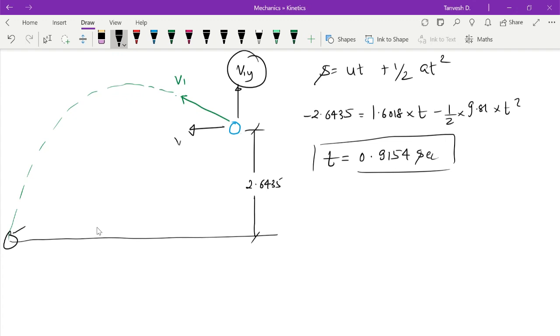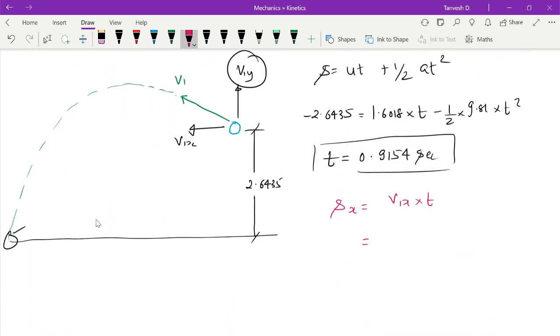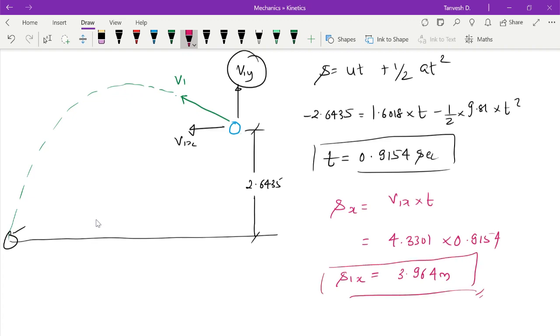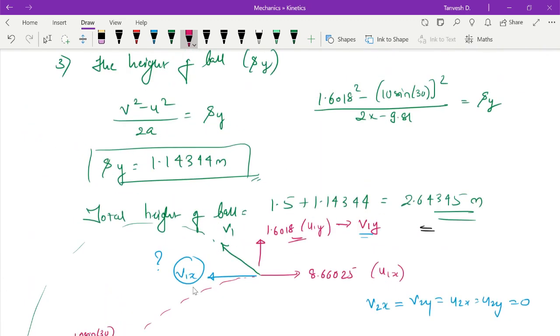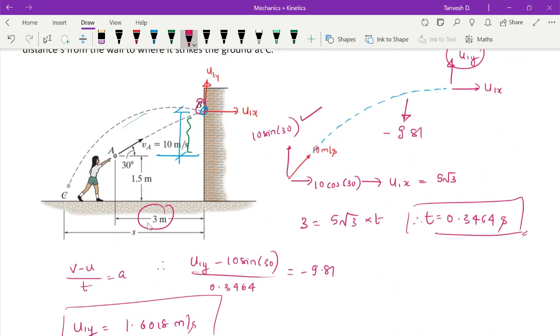Therefore, with this v1x, we can also understand how far it is traveling. sx is equal to v1x into t, where v1x is 4.3301 and t is 0.9154. It is equal to 3.964 meters, s1x. So that is what we had to find. This s, which I have taken as s1x.